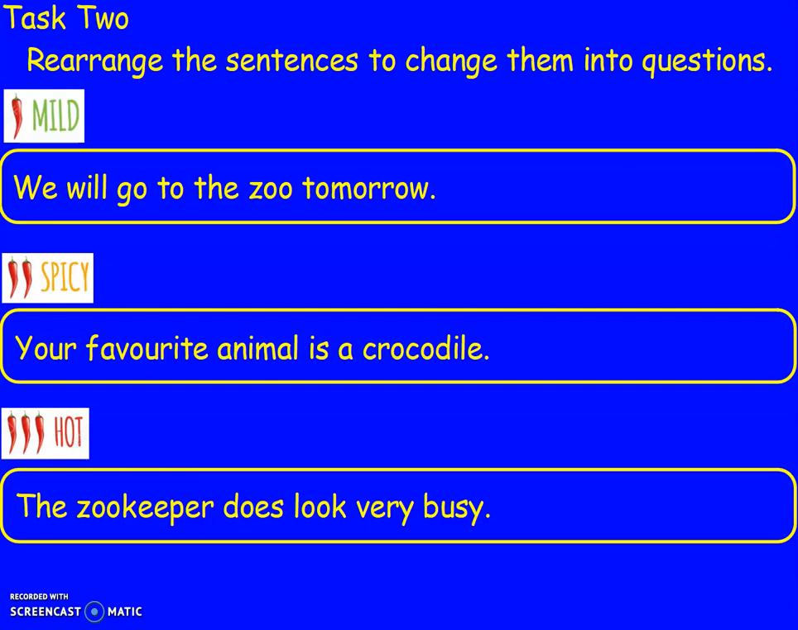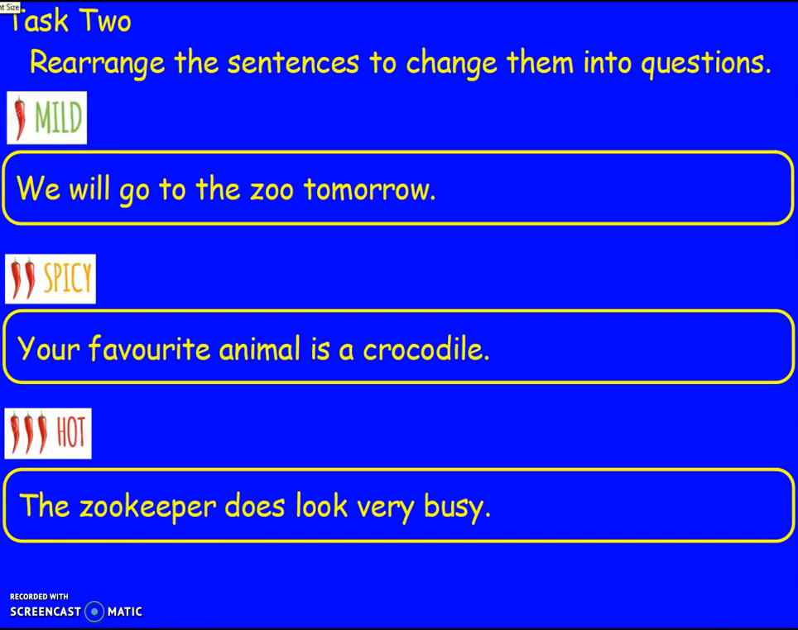How can you rearrange these sentences using all the words that you see there to change them from a normal sentence into a question? So I want you to pause the video now, write task 2 in your book and have a go at changing one of these into a question.